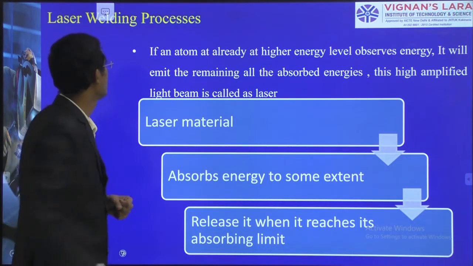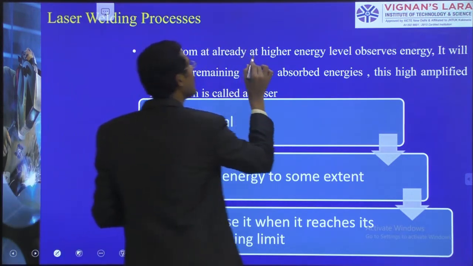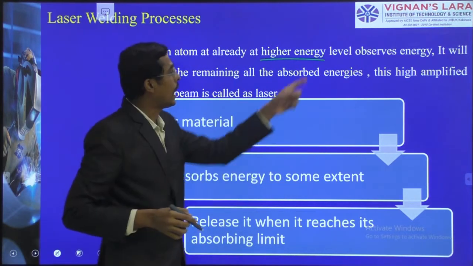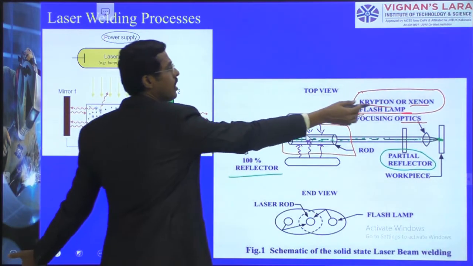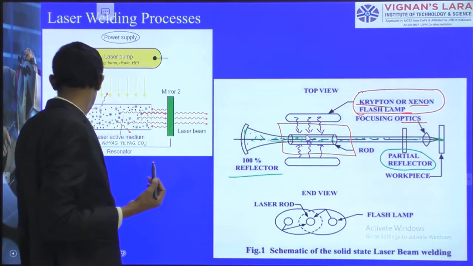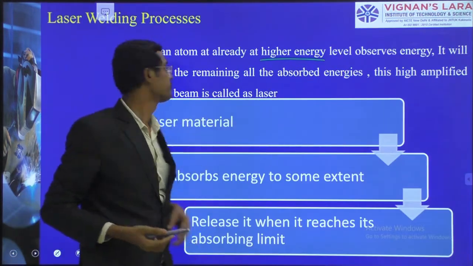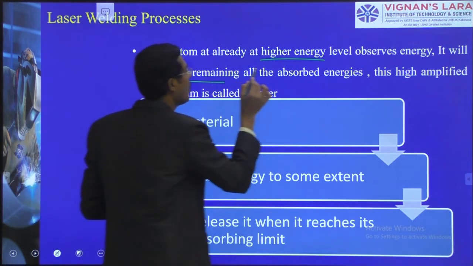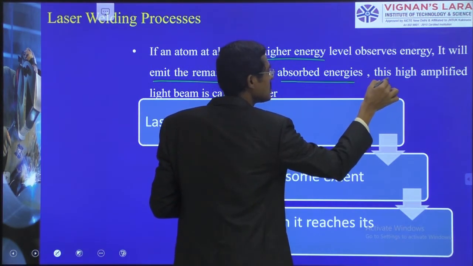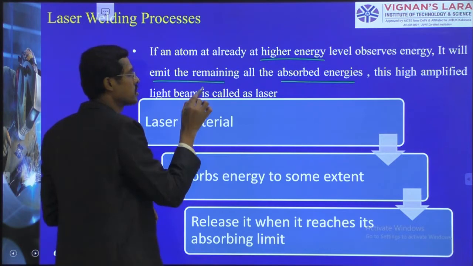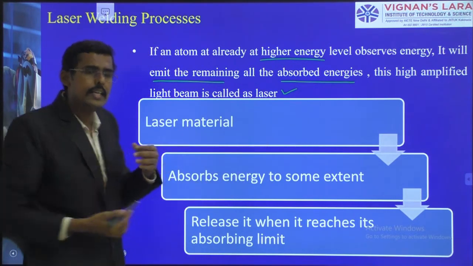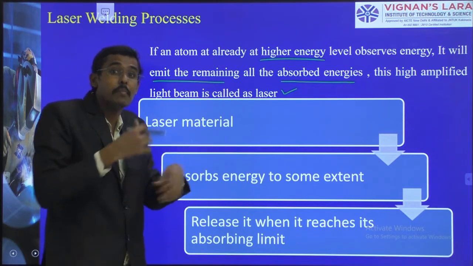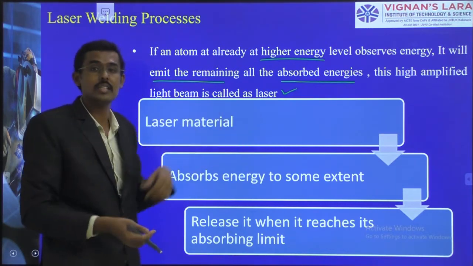So if an atom is already at high energy and absorbs energy now, through which one? Through this xenon flash lamp, we are absorbing energy. It will emit all the remaining absorbed energy. This amplified light beam is called a laser. First it absorbs, later it emits; it is released in an amplified, multiplied way. That is what we name a laser.